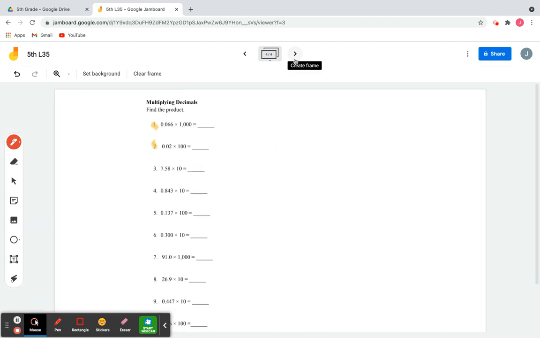And the last one is multiplying decimals. And we're going to work on number 1 and 2. So, like I said in the past lessons, when we multiply decimals, we have to take out the decimal points, and then we're going to take care of it after we multiply the numbers. So we have 0.066 and then 1000. So for this one, I'm going to take out the decimal point. So it's going to be 66 times 1000. And it's the same as 66,000.